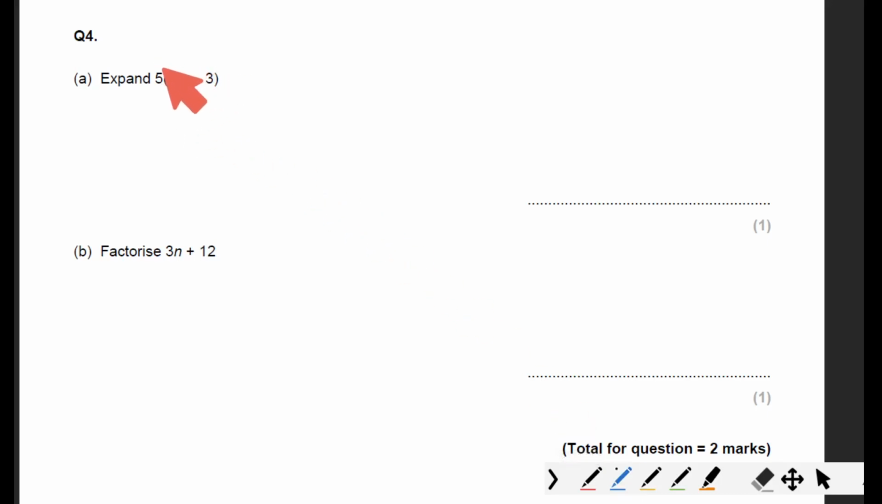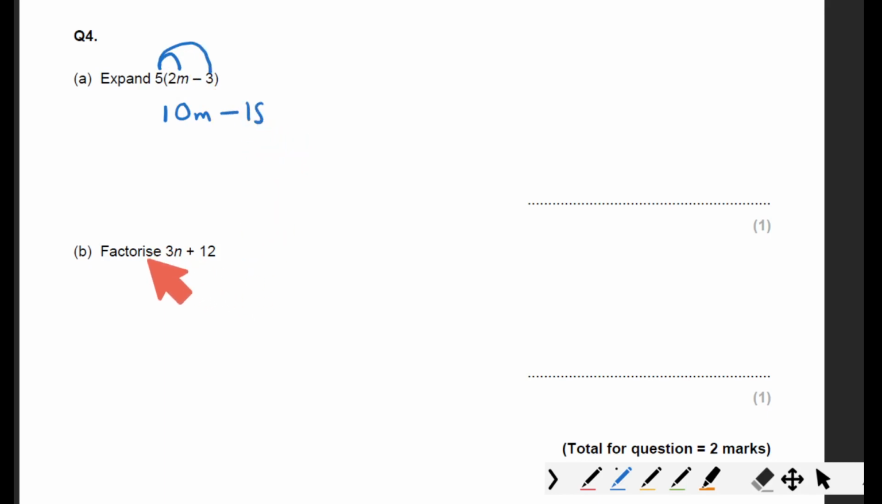Expand the brackets. 5 times is timesing across the bracket, so 5 times 2m, 10m. 5 times negative 3, negative 15.